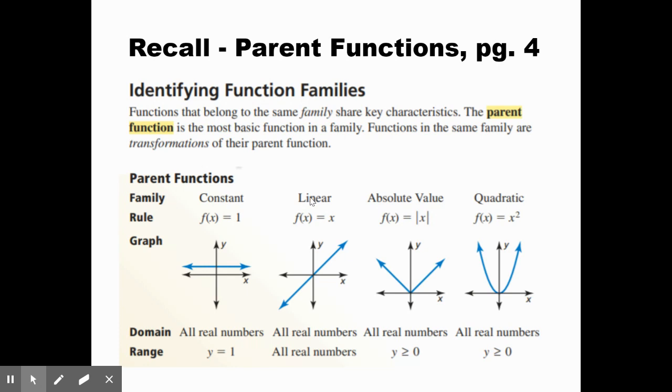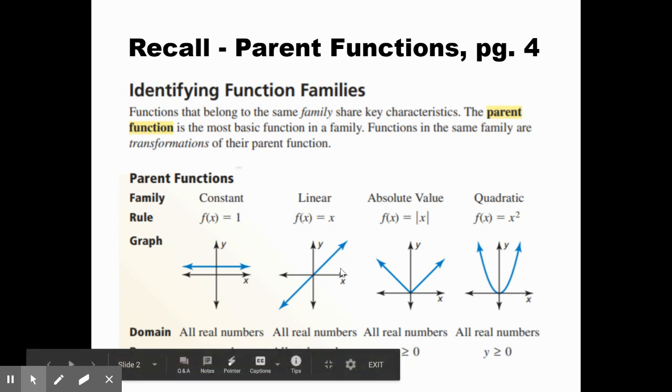Linear equations kind of resemble y equal mx plus b. Your equation will have an x in it, but no exponent, no radical symbol or nothing. And the graph is always a straight line, slanted. So that's a linear function.